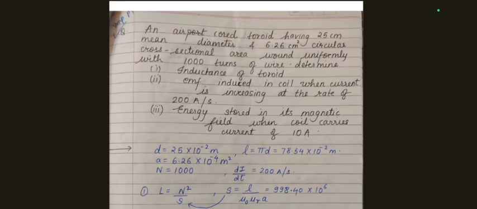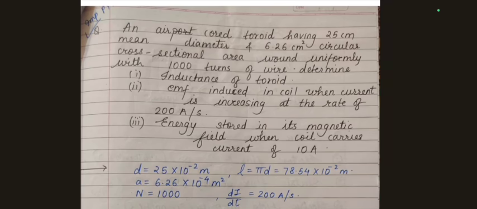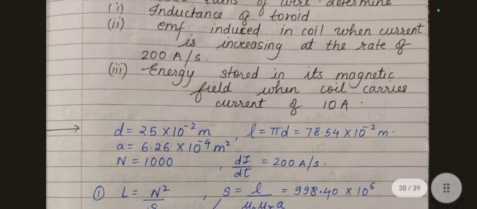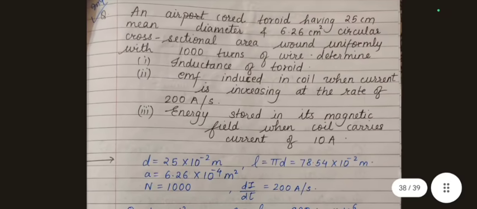So here we have a numerical, this is also a PYQ. It is said that an air cored toroid has 25 centimeter mean diameter. So the diameter is 25 into 10 raised to minus 2 meter. The length is not given, so we have to calculate length from the diameter. To calculate length from diameter, use the formula pi d, and you will get pi into 25 into 10 raised to minus 2, so 78.54 into 10 raised to minus 2 meter.